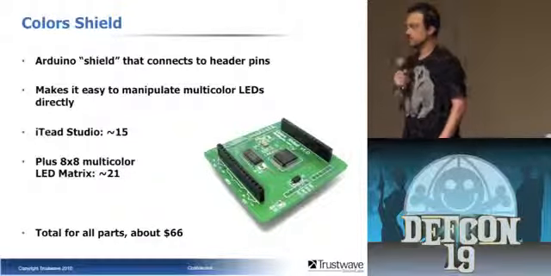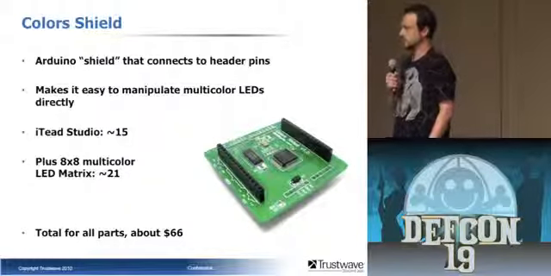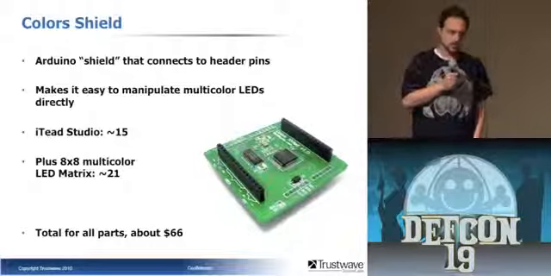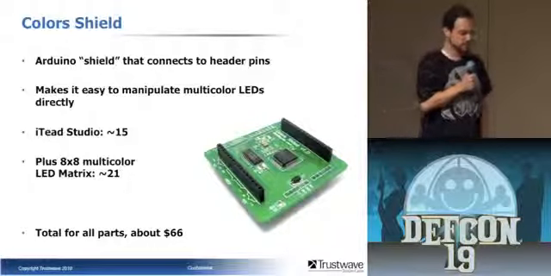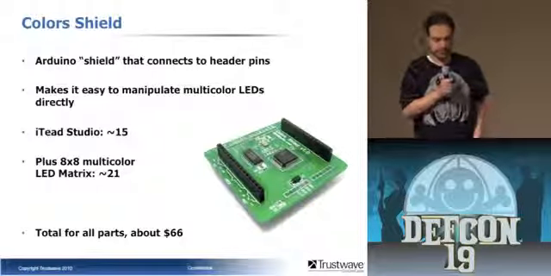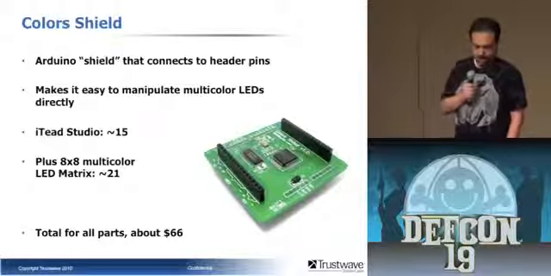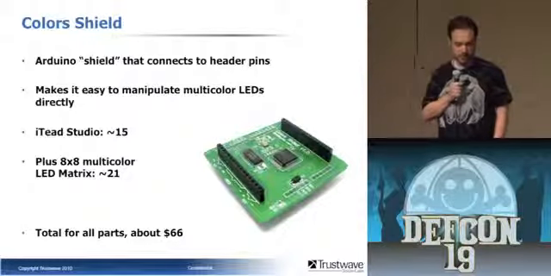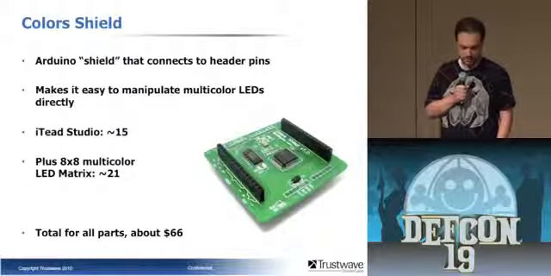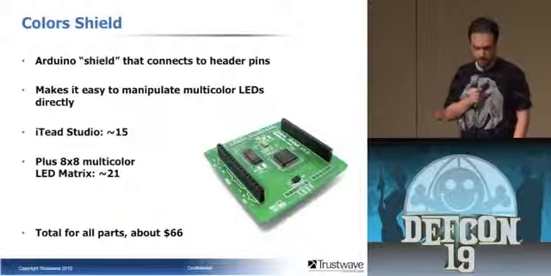If you go on YouTube and type in Arduino LEDs, you'll see a lot of wire wrap and breadboards and stuff where people are doing a lot of cool stuff, but they're having to do it all manually and hook all this stuff up together. This makes life a lot easier if you're going to play with LEDs, with blinkie lights. IT Studio sells it for $15, and they also sell a multicolor LED matrix for about $21.